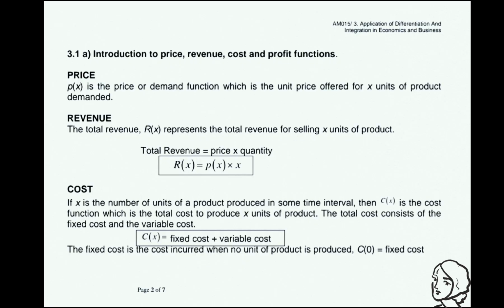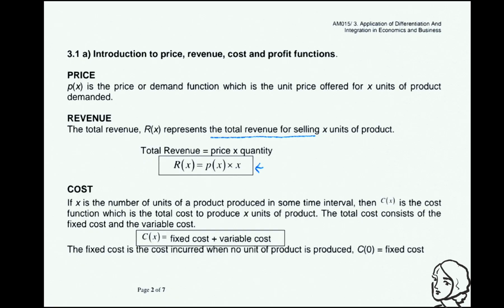So let us see what is price. Price, denoted as P of X, is the price or demand function, which is the unit price offered for X unit of product demanded, where revenue, R of X, represents the total revenue for selling X unit of product. Total revenue is given by price times quantity. So this is the formula for revenue.